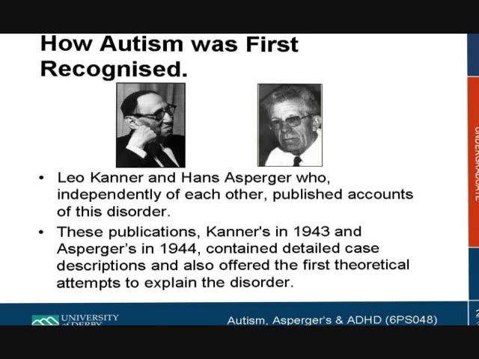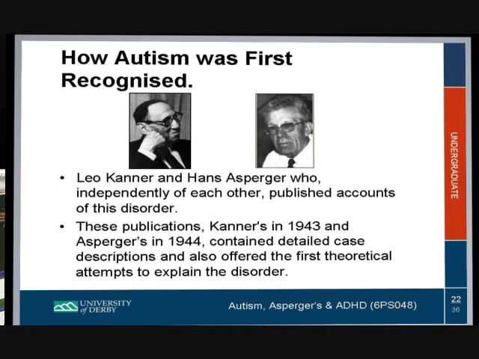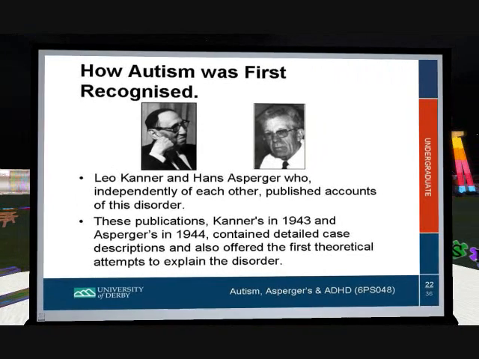So in 1943, Kanner described it, and a little bit later on, Asperger described it. Asperger was German, and Kanner was American, at least working out of America. So they contained these detailed cases of what autism is, and these really have informed us ever since, and we can characterize the symptoms of autism via these very early descriptions.